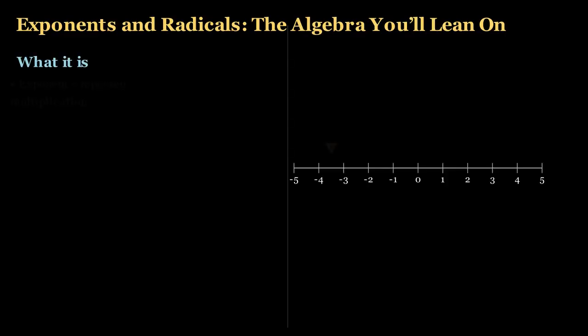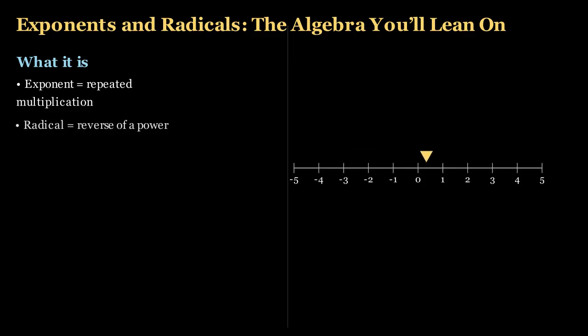An exponent tells you how many times to multiply a number by itself. So 2 to the power 3 means 2 times 2 times 2, which is 8. A radical is the opposite idea. It asks, what number multiplied by itself a certain number of times gives me this? For example, the cube root of 8 is 2, because 2 cubed is 8. When you see a fractional exponent like a to the m over n, it combines both ideas. The denominator n means take the nth root, and the numerator m means raise that result to the mth power. So it's a compact way to write a root and a power together.